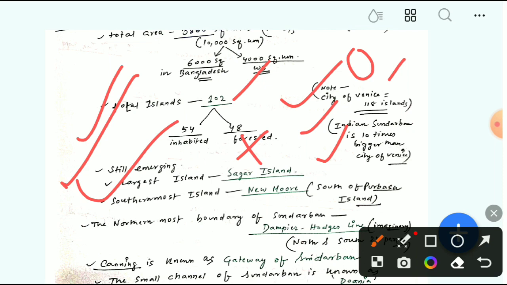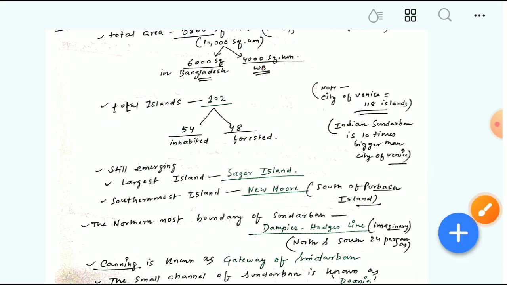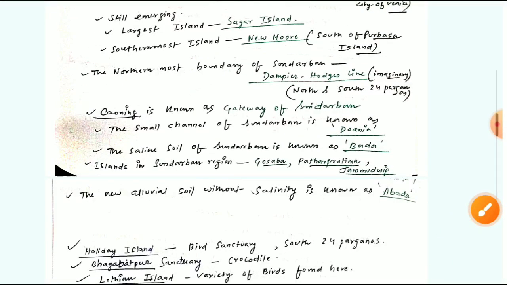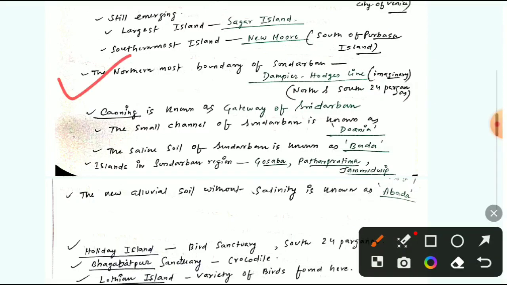Largest island is Sagar Island, very important. So in Sundarban, largest island is Sagar Island, and southernmost island is Newmore, that is in south of Purvasa Island. Next is northernmost boundary of Sundarban. Southern it is Newmore, and the northernmost is Dampier-Hodges line, very important. Though it is an imaginary line, it is the northernmost boundary of Sundarban. So it is Dampier-Hodges line.